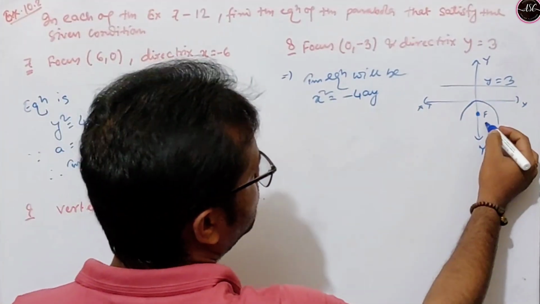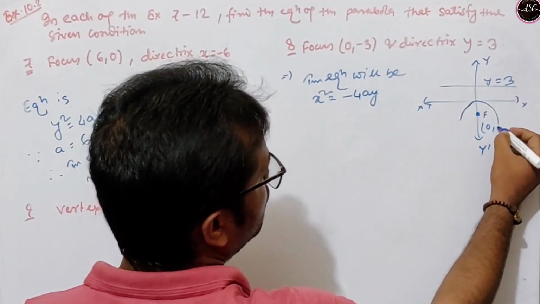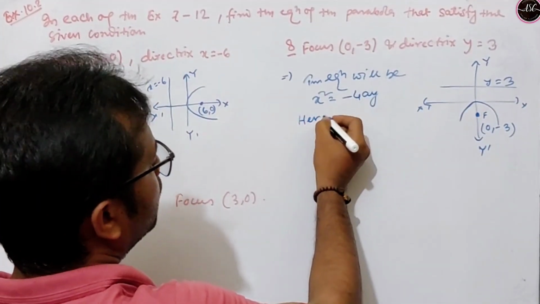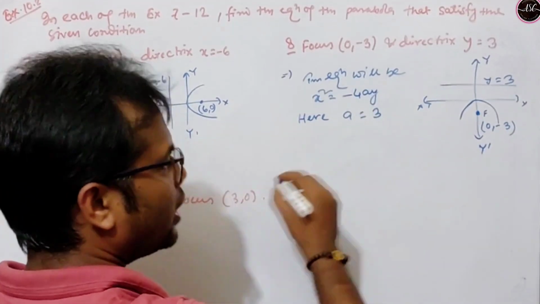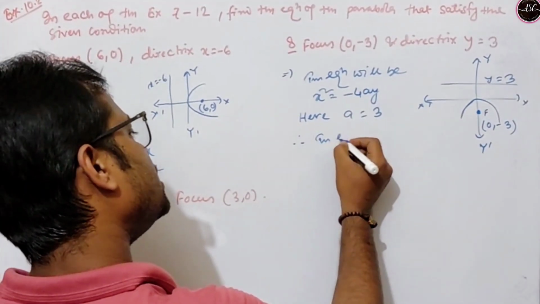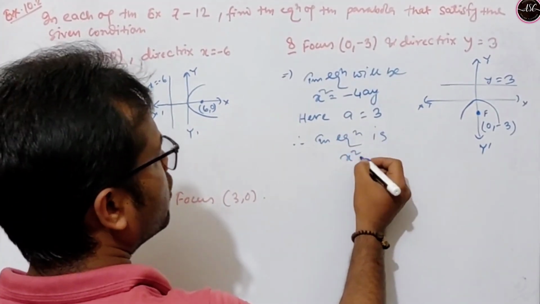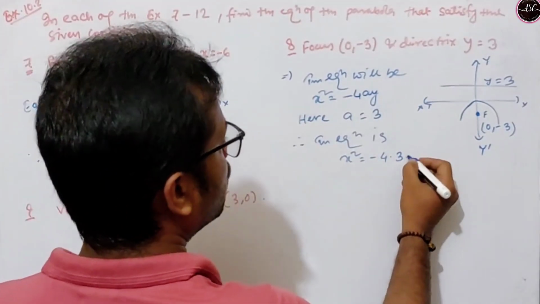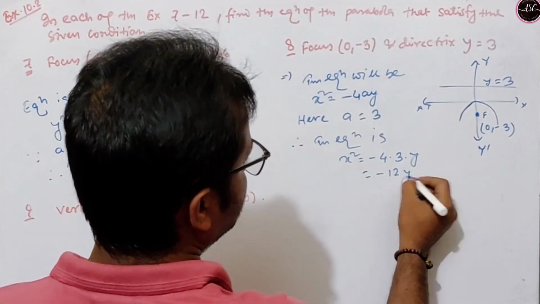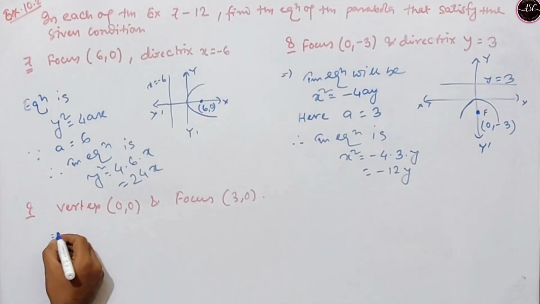Okay, here the coordinate of F is 0 comma minus 3, so a equal to 3. So the equation is x square equal to minus 4 dot 3 dot y, that means minus 12y. X square equal to minus 12y. Then look at this question.